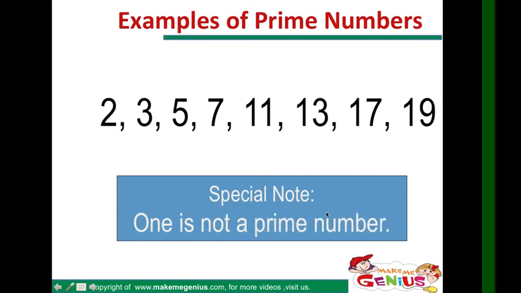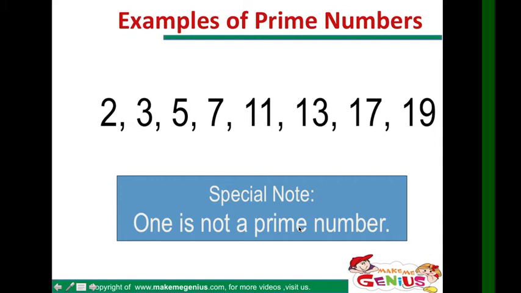Specific note, 1 is not a prime number. I repeat, 1 is not a prime number. 2 is a prime number. Okay? Because the factors of 2 is 2 and 1. Wala na akong ibang maisip pa. Sa 3, prime number din yan. 5, 7, 11, 13, 17, and 19. Mga prime numbers sila. Okay? So, therefore, 1 is not a prime number.